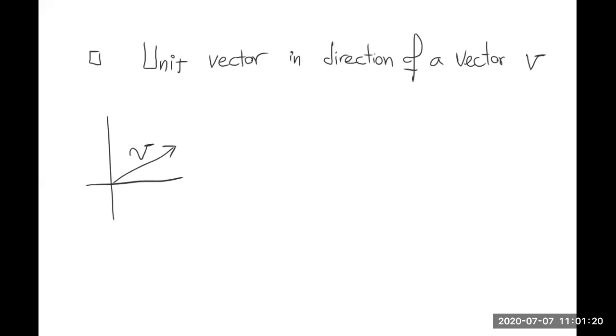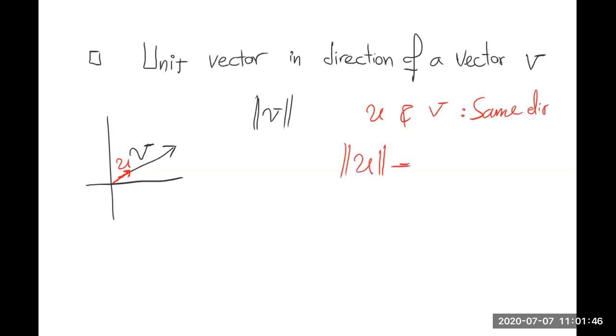The length of this vector, I can compute its length using the Pythagorean theorem. It's a number. It might not be 1. Sometimes I'm interested in a vector in direction of V, but a unit vector. Unit vector means a new vector U, where U and V have the same direction, but U has length 1. It's called a unit vector.